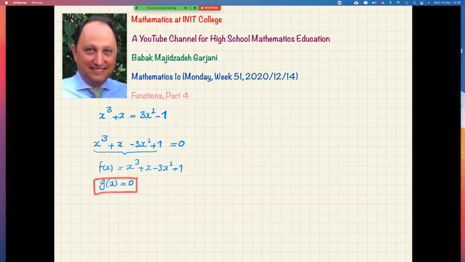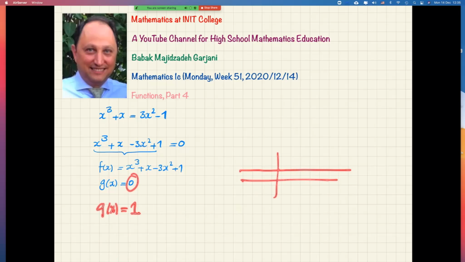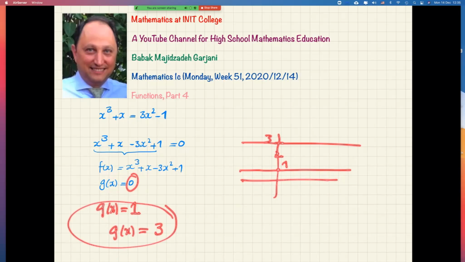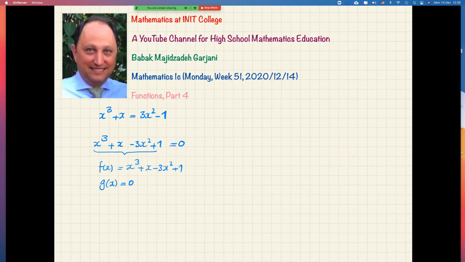If I ask you what is the graph of the function g of x equal to 0, that is the x-axis. If I ask you what is the graph of g of x equal to 1, that's a horizontal line passing through 1. If I ask you what is the graph of the constant function 3, it is a horizontal line passing through 3, yes? So these are easy to understand. Now you know the graph of all these functions. All of them are horizontal lines. Depending on this value, you need to find that point and draw the horizontal line.